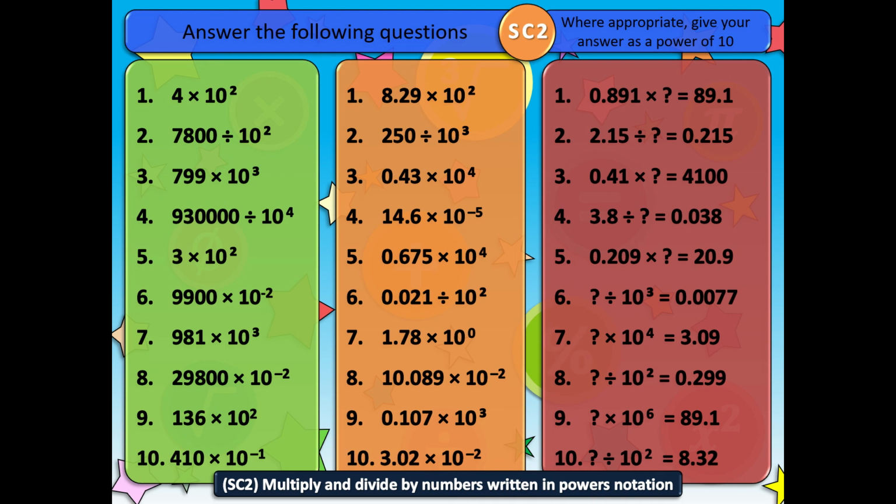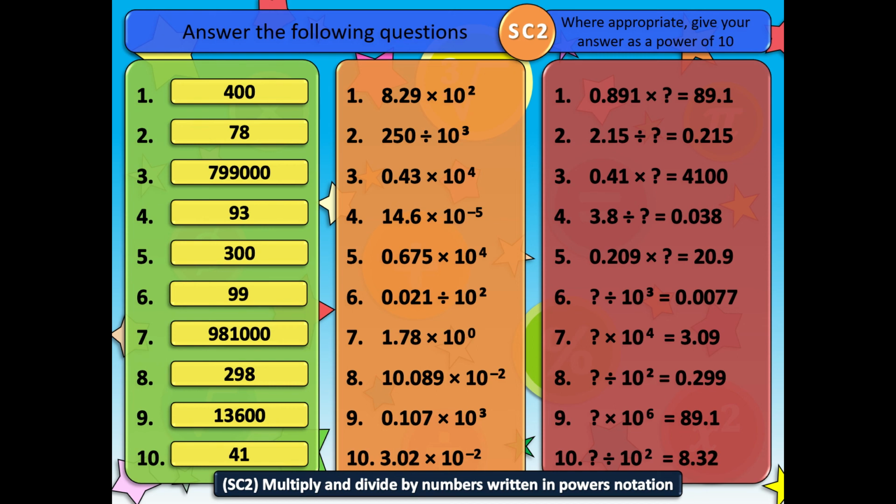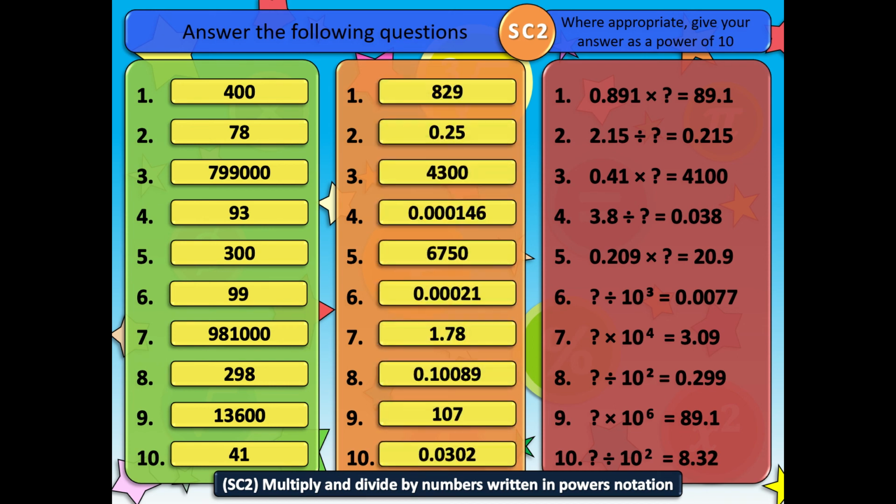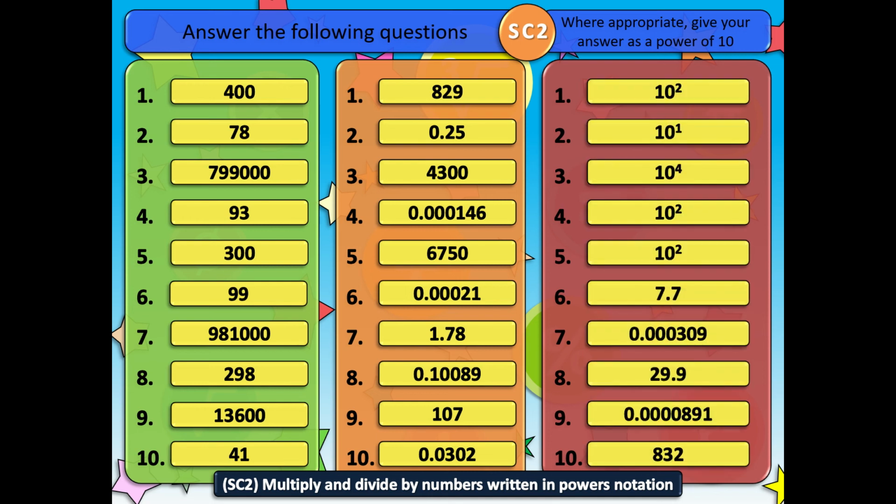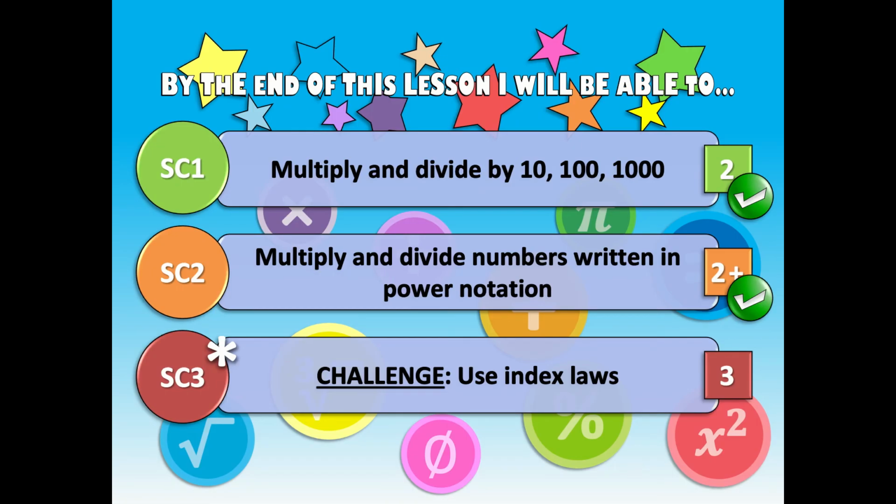Here are your answers. So there's your green answers. There's your amber answers. And there's your red answers. And now we've completed success criteria 2.